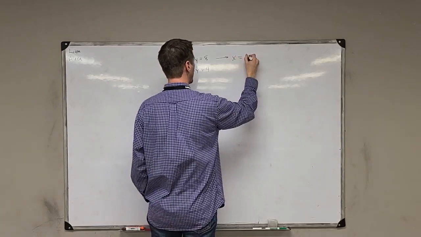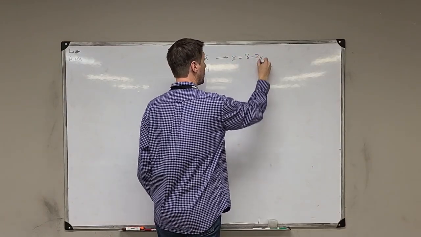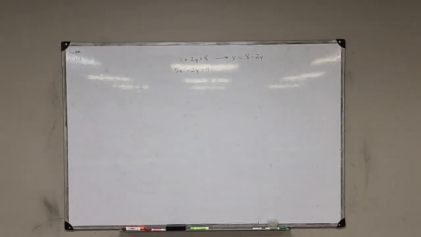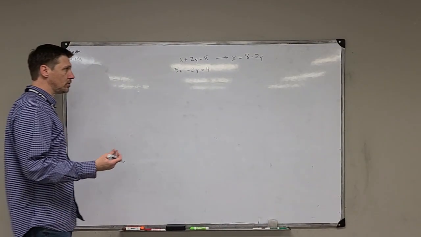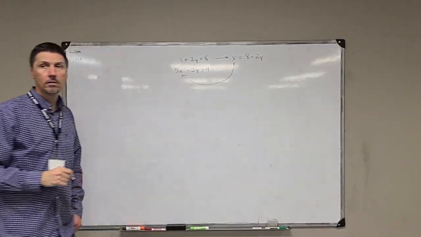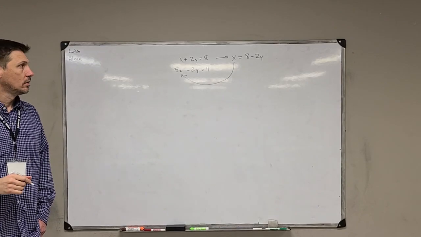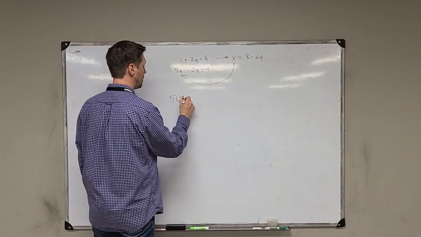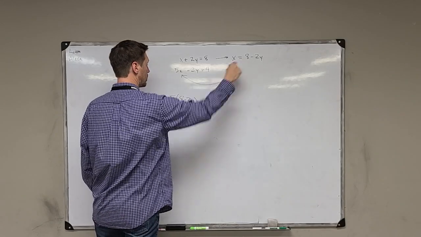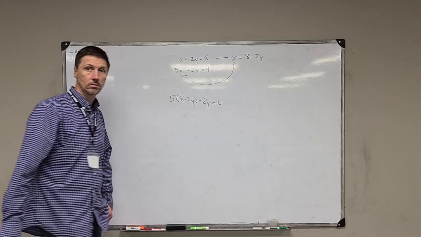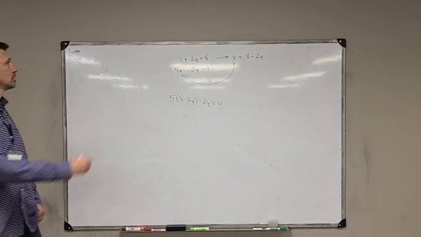So this becomes x equals 8 minus 2y. Everybody see I just moved the 2y over so that the x was all by itself. And then with substitution, we take this x and plug it in right here into this equation. So we say 5 times 8 minus 2y, since that's what x is equal to according to this equation, minus 2y equals 4. All right, this is substitution.